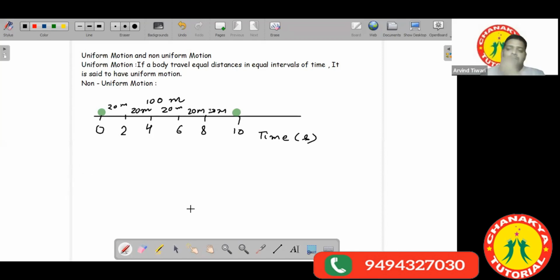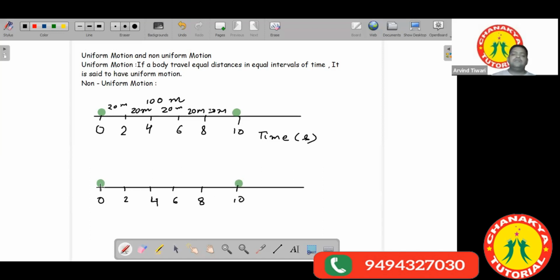In the case of non-uniform motion, the things will be a little bit different. Again, we have the object and it is traveling a total distance of 100 meters, and again we have the time intervals here. This is 0 seconds, 2, 4, 6, 8, and then 10.